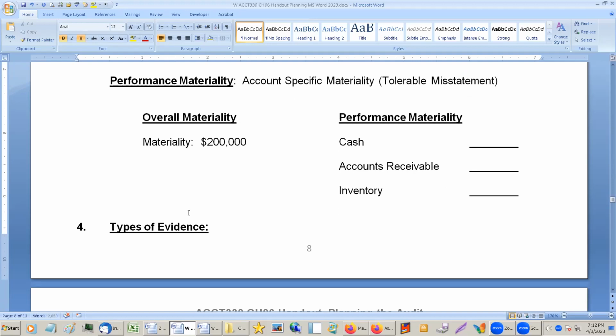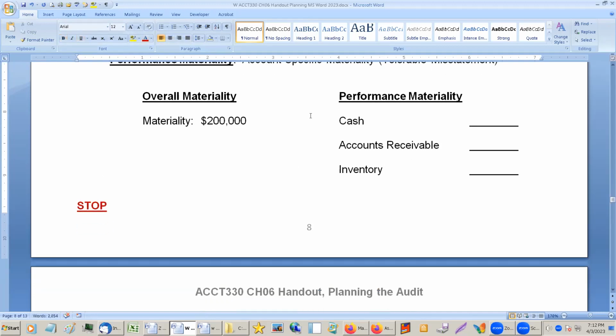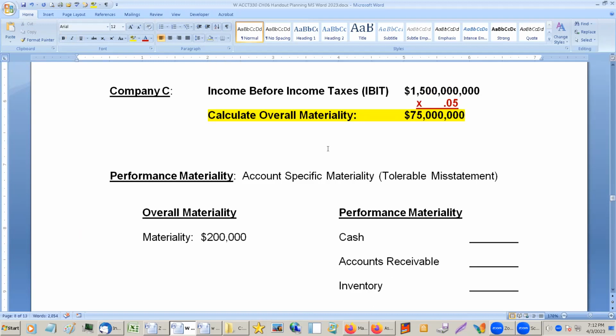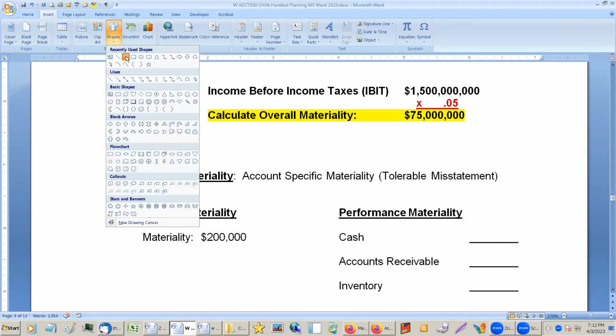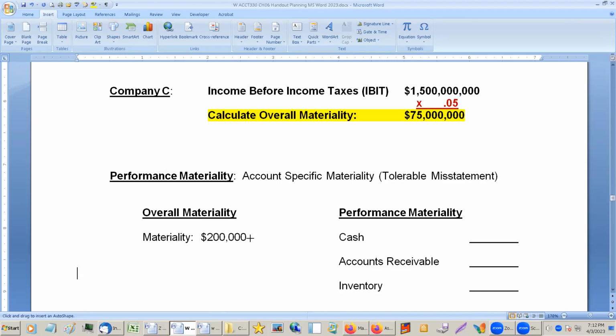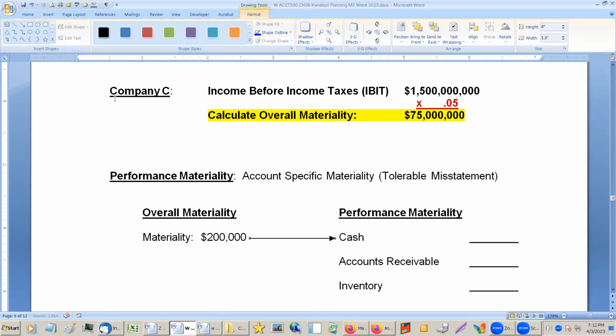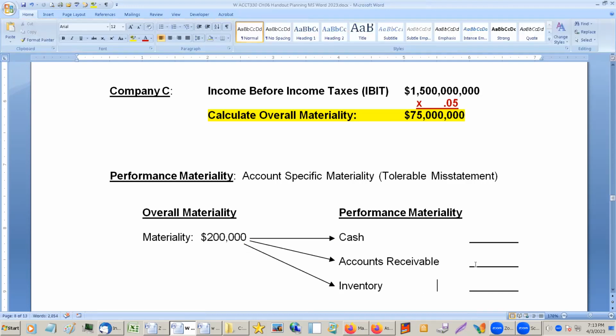Okay, last thing we'll cover in this handout, then we'll stop. I'm going to do this last one. This one won't take more than a couple seconds. Overall materiality. A lot of times you'll break up the materiality between the different accounts. So for instance, let's say you have an overall materiality of 200,000. You might break that up between, say, cash, accounts receivable, and inventory.